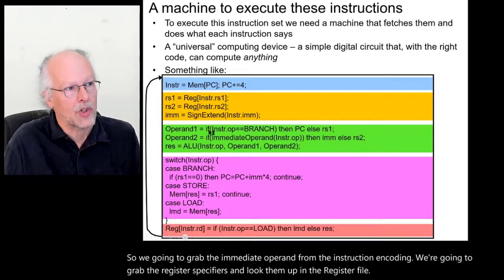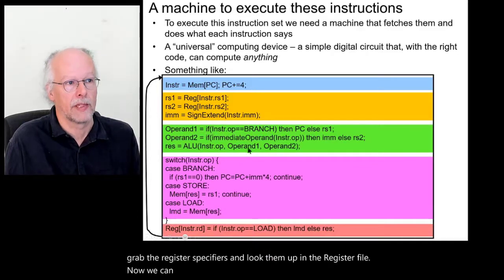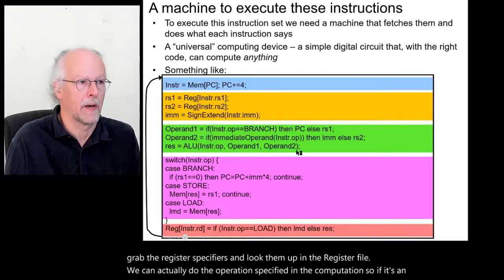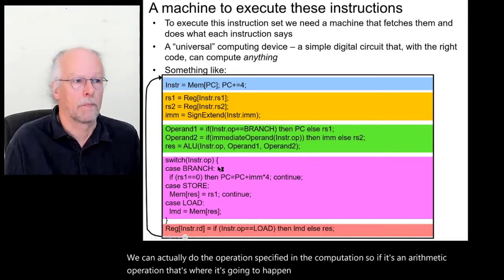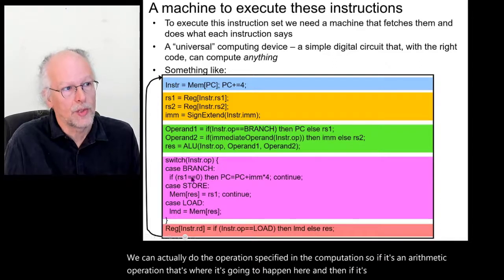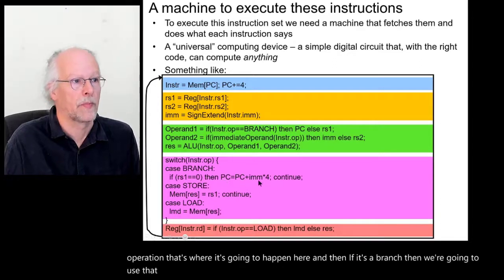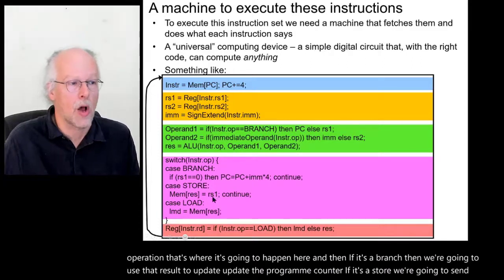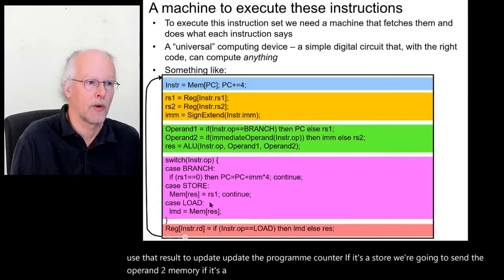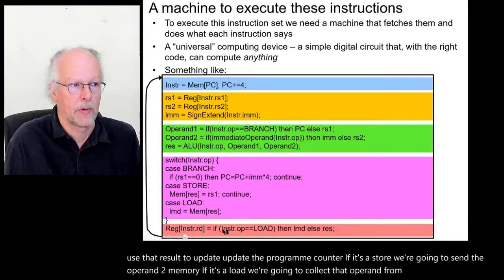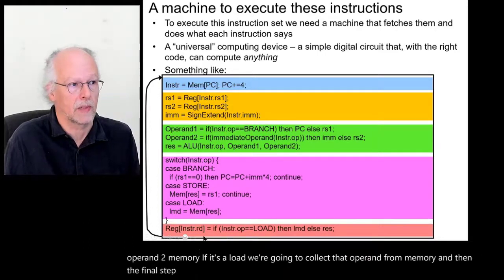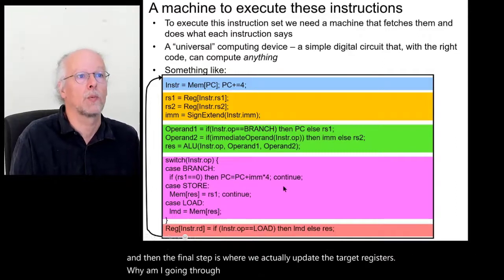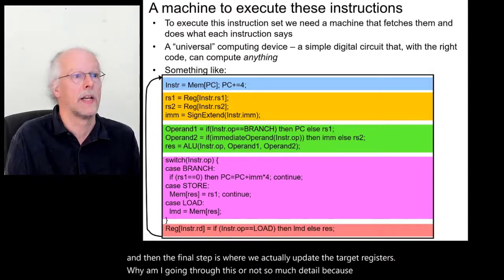Now we can actually do the operation specified in the computation. So if it's an arithmetic operation, that's where it's going to happen here. And then if it's a branch, then we're going to use that result to update the program counter. If it's a store, we're going to send that operand to memory. If it's a load, we're going to collect that operand from memory. And then the final step is where we actually update the target registers. Why am I going through this in so much detail? Well, because we're going to design a machine to do it in hardware.